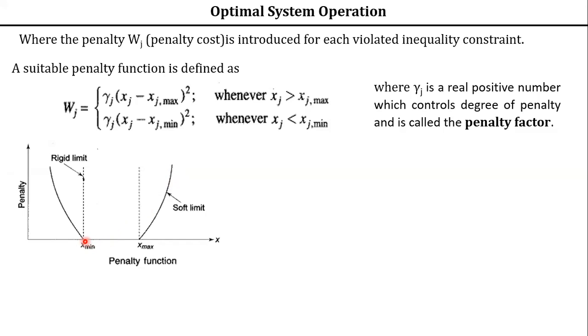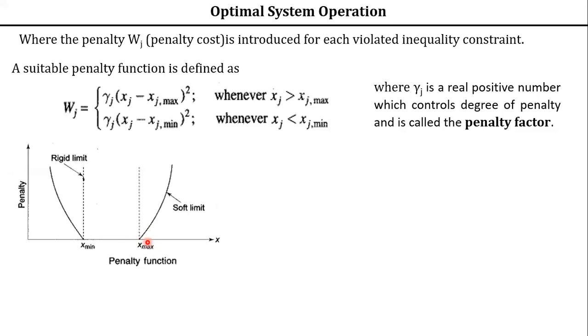Again, if it is less than the minimum value, you see the penalty starts increasing. That means if you are deviating too much from this minimum value, then at this point what is the penalty? This is the penalty. So if your deviation from this minimum value is large, then your penalty will increase. Here also, if your deviation from x max is large, your penalty also starts increasing.